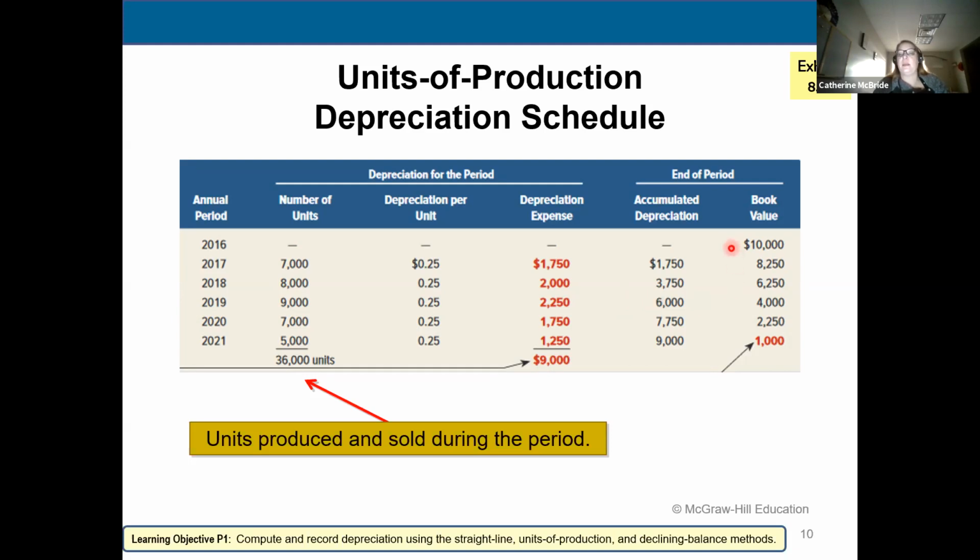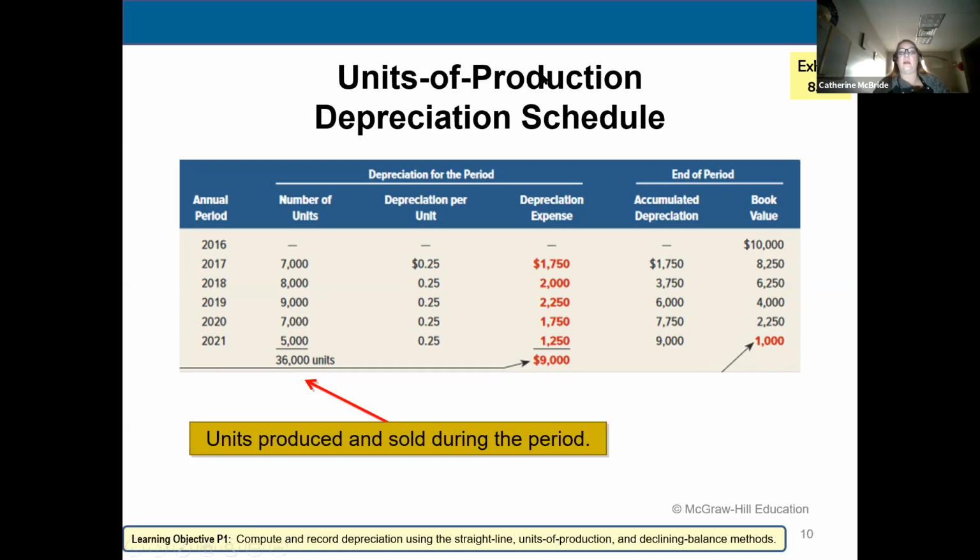The book value works the same too. Starting at 10,000, the 8,250 is 10,000 minus 1,750 equals 8,250. Then 10,000 minus 3,750 equals 6,250. 10,000 minus 6,000 equals 4,000. Now notice that the other thing I told you always is the same. The ending book value will always be our salvage value, which in this case is 1,000, and our depreciation expense will always be our depreciable cost, which was 9,000.